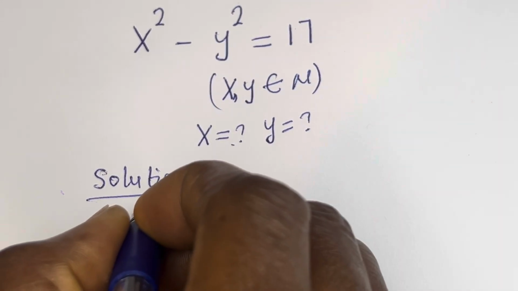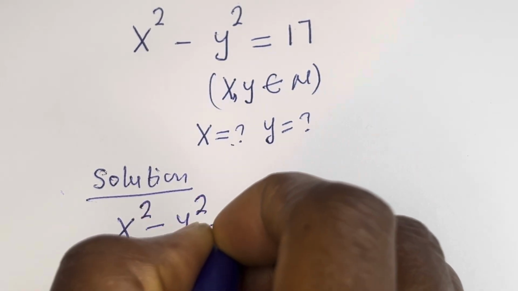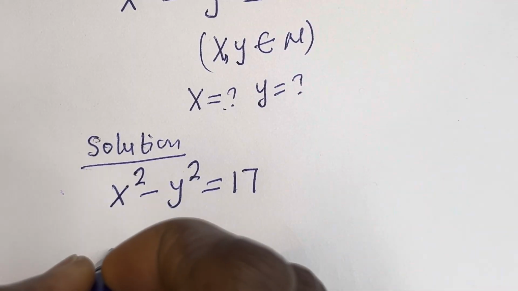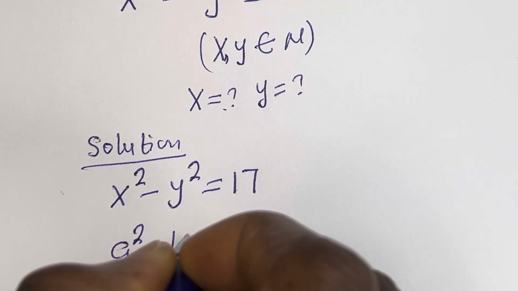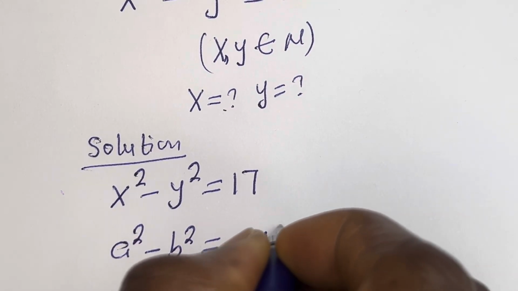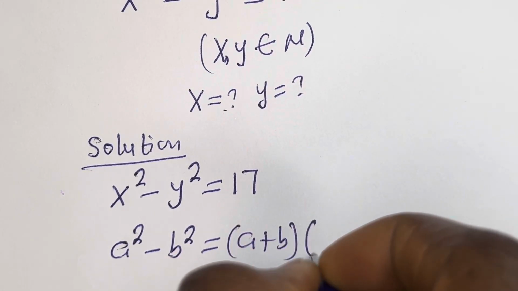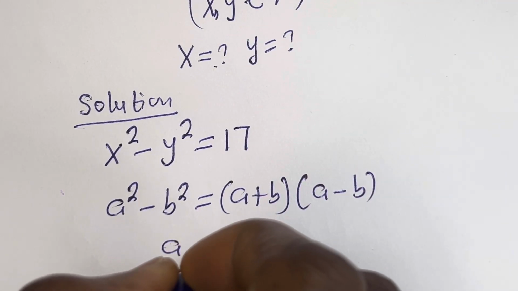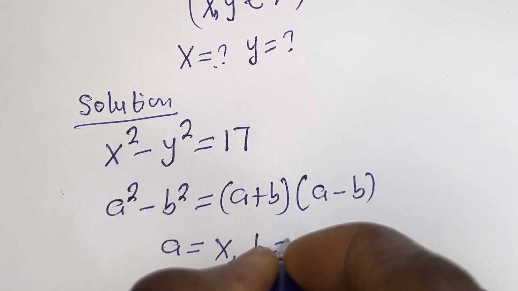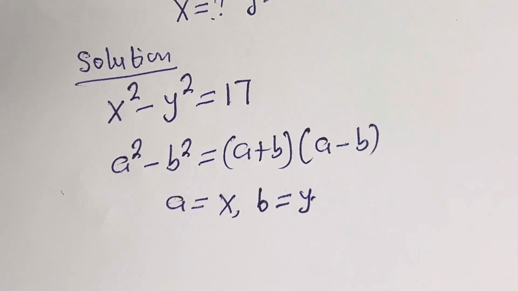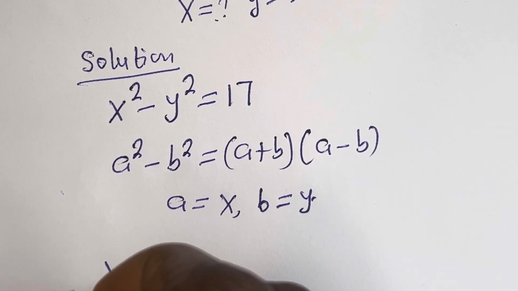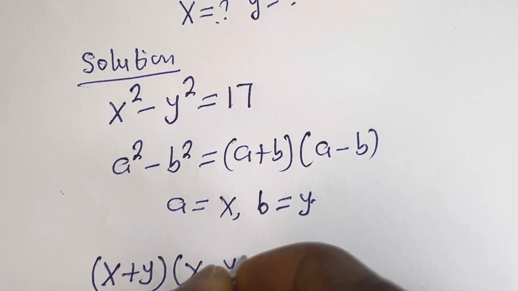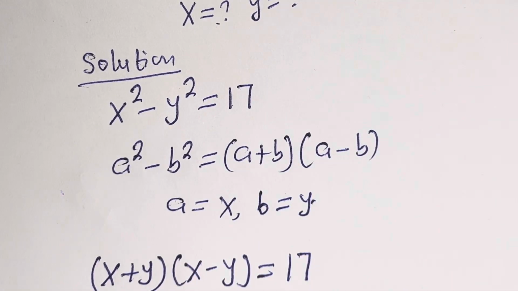Here, x squared minus y squared is equal to 17. This is in the form of a difference of two squares. If you have a squared minus b squared, this is equal to (a plus b)(a minus b). Then here, where a is equal to x and b is equal to y, this can be written as (x plus y)(x minus y) is equal to 17.